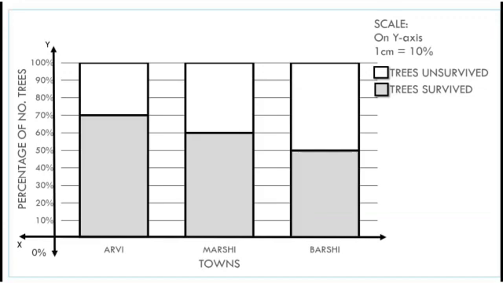Now what is the survived trees in Arvi? 70%. Correct. So we are going to show 70% with the giving a mark that you have shown in the key, and the rest will be your unsurvived trees. In the same way we will go for Marshi and Barshi.